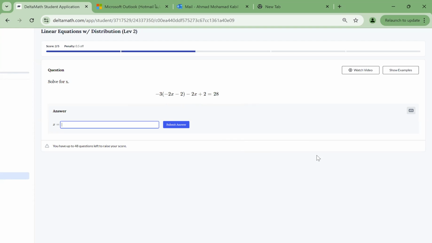Let's try a third example. So let's distribute the negative 3 over both terms. We get 6x plus 6 minus 2x, excuse me, plus 2. And this is equal to 28. Now collect the like terms. So 6x minus 2x, this gives us 4x. And 6 plus 2 gives us plus 8. This is equal to 28.